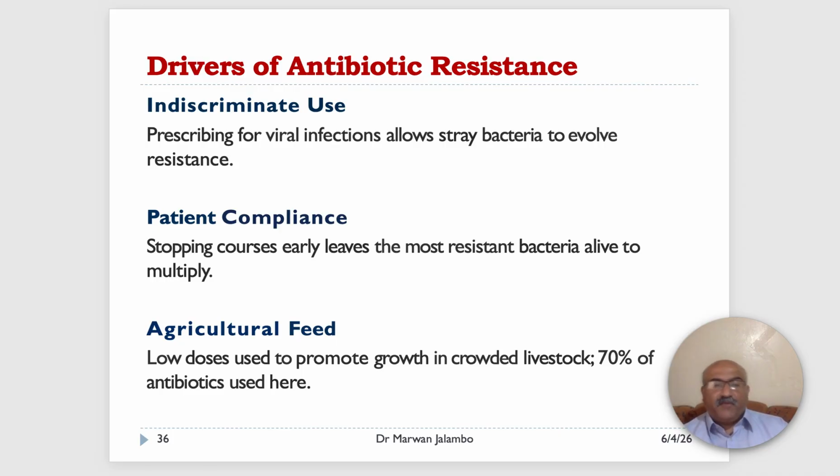The drivers of antibiotic resistance. Three things drive resistance. Number one, using antibiotics on viral infections where they do not work. Number two, patients failing to finish their prescription. Number three, most significantly, the use of antibiotics in livestock feed. In fact, 70% of all antibiotics in the United States are given to healthy animals to promote growth. No disease illustrates the danger of resistance better than tuberculosis.